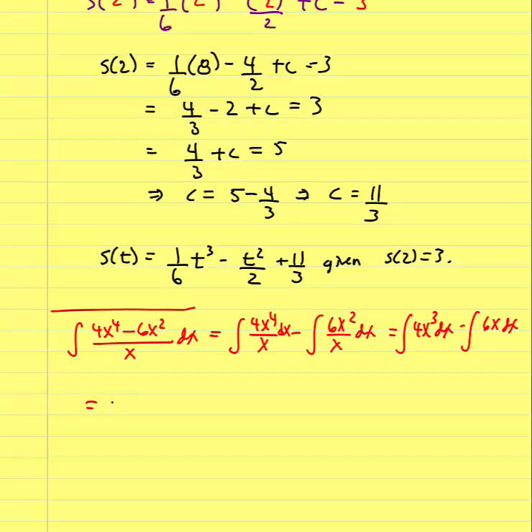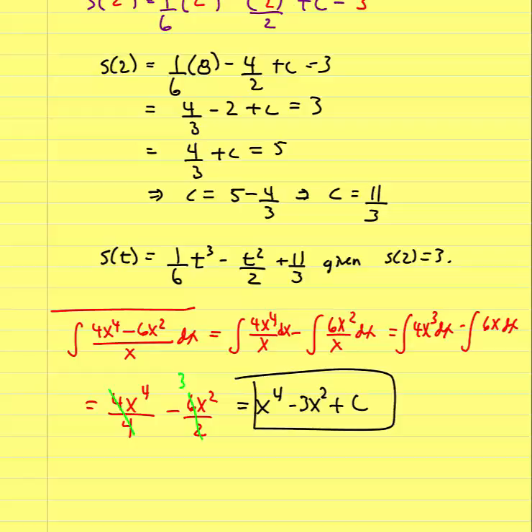Now I can integrate. So I'm going to add 1. 3 plus 1 is 4 over 4 minus 6x squared over 2. The 4's cancel. 2 goes into 6 3 times. And I'm left with x to the fourth minus 3x squared. And then don't forget your plus c, your constant of integration.